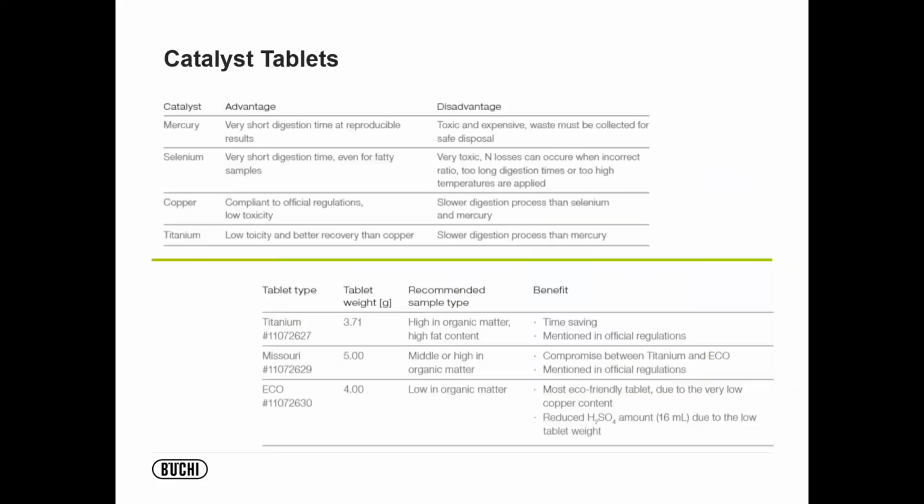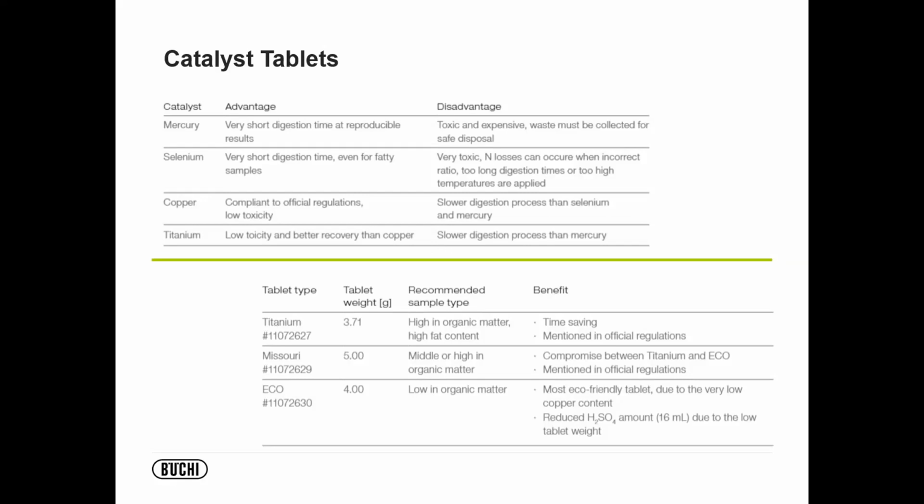Historically, mercury and selenium were common. Now with the toxicity that we know, it's become a lot less common, and you would need special disposal and things like that. Today, there are a lot more economically friendly options, for both copper and titanium based catalysts. As you can see, there are some advantages and disadvantages.